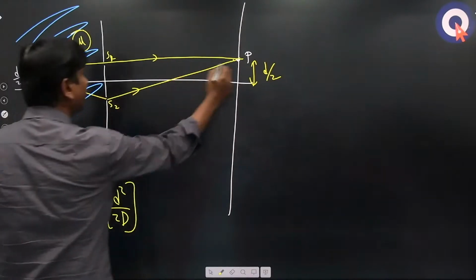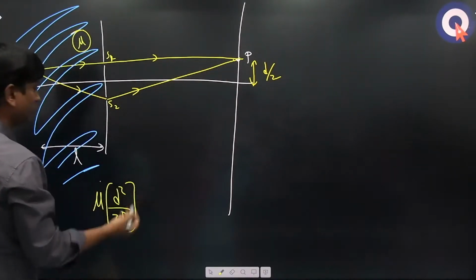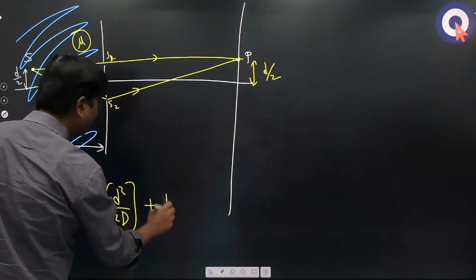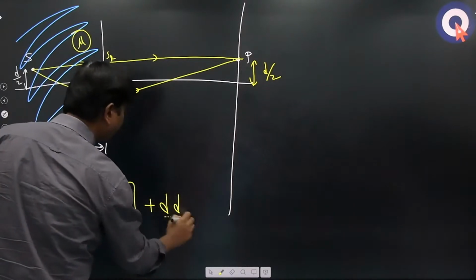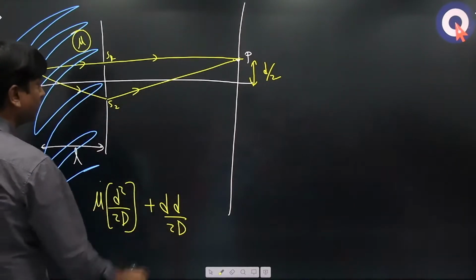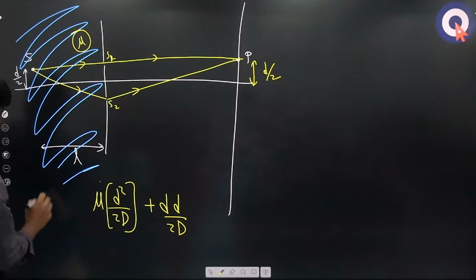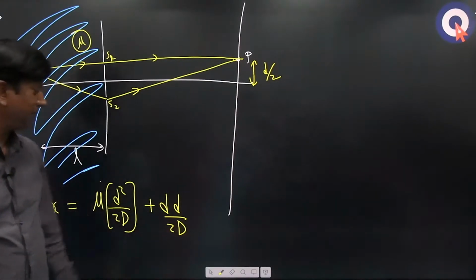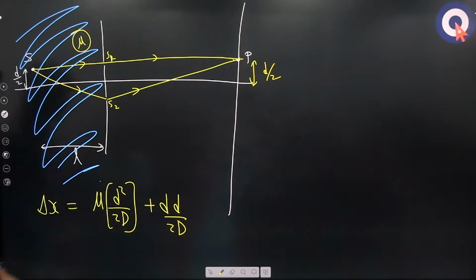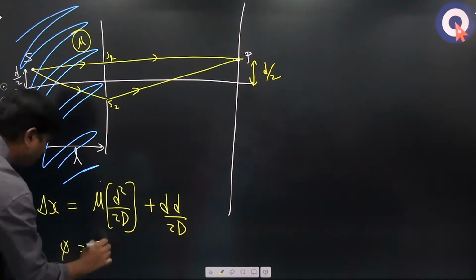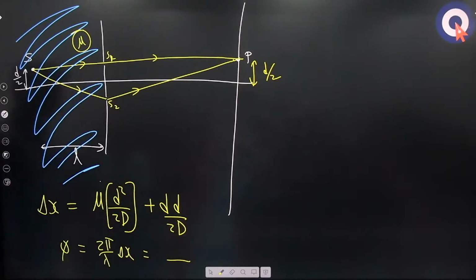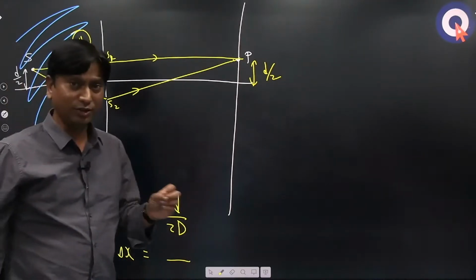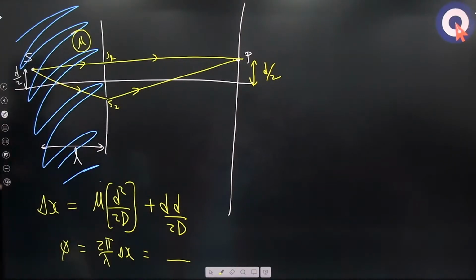And then this is also longer than this, so here you can nicely write d into sin theta. Sin theta is approximately tan theta, which is equal to d by 2 capital D. Okay, here it is air only. So this is your path difference for the second bit. And same thing, once you get the path difference, you can find the phase difference, so 2 pi by lambda times delta x, that's all. In the second question, one more bit is also asked.